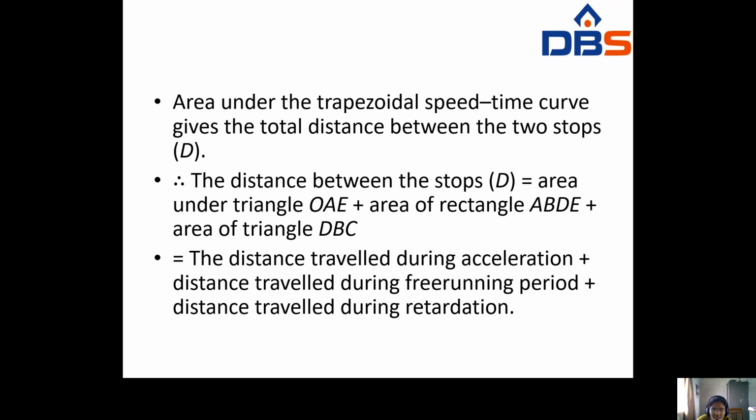So that is nothing but the distance travelled during the retardation period. So here the distance between the stops is equal to the area under triangle OAE plus the area of rectangle ABDE plus the area of triangle DBC. The area of triangle OAE is the distance travelled during acceleration, plus the distance travelled during the free running period, plus the distance travelled during retardation.